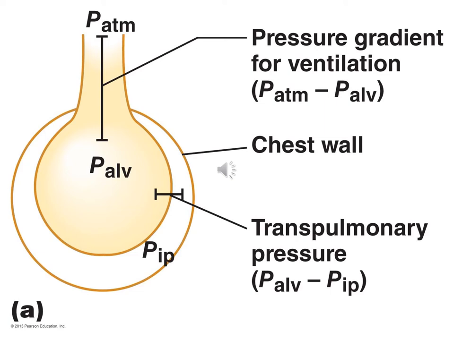The transpulmonary pressure, frankly, is important too, but you don't have to know it. The transpulmonary pressure is the difference between the alveolar pressure and the intrapleural pressure. And remember, the intrapleural pressure is always lower than the alveolar pressure and the atmospheric pressure.